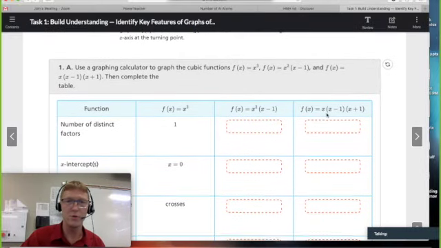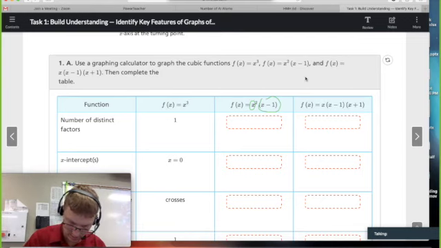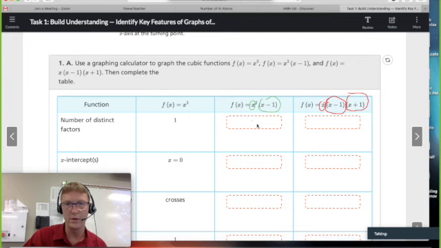So we talked about most of these. So number of distinct factors. If we look at the graph of x cubed, there's one factor, again that's x, x, and x. Here there's going to be two factors. You've got x, and you've got x minus 1. And then for this last one, you're going to have three factors. You'll have x, x minus 1, x plus 1.